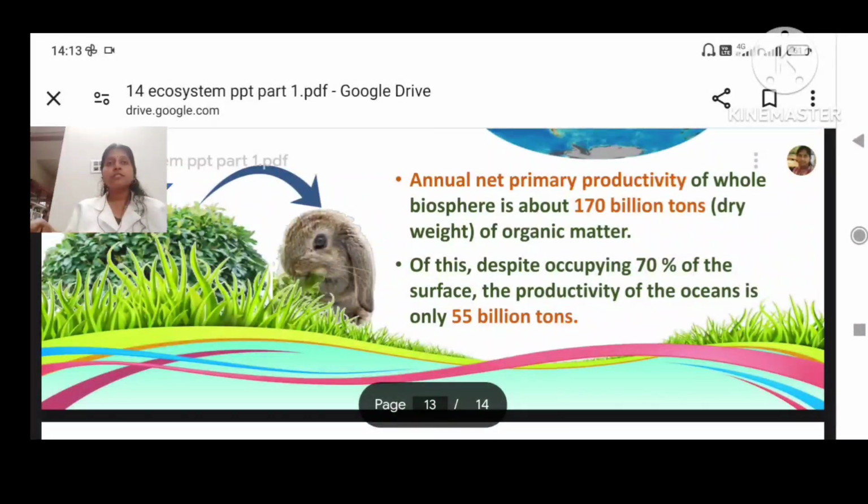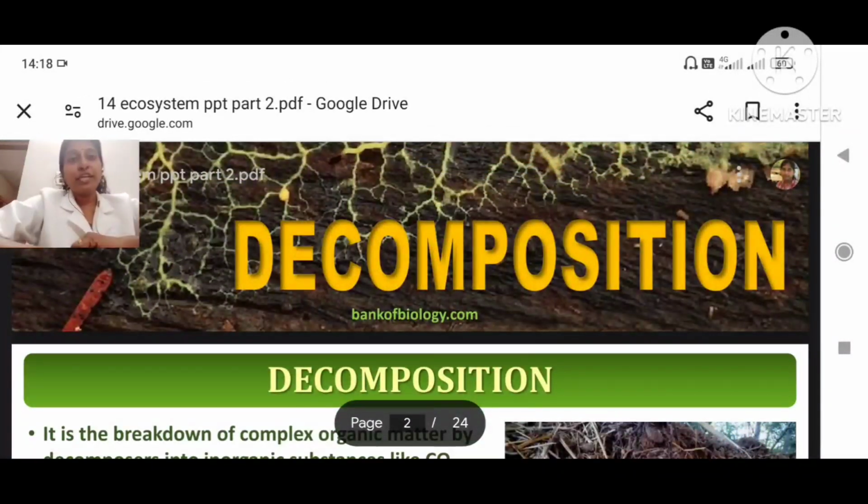Next we will be discussing decomposition. So what is decomposition? Complex substances are broken down into simpler forms by microbes. We call it decomposition. Clear? Complex substance means the dead decaying matter. The dead decaying matter of plants as well as animals, flora and fauna, is called detritus.